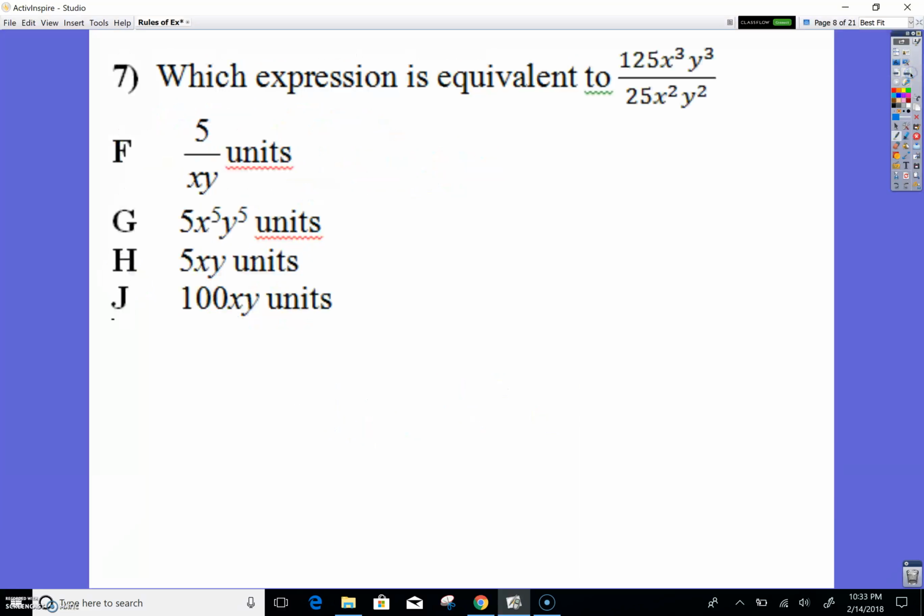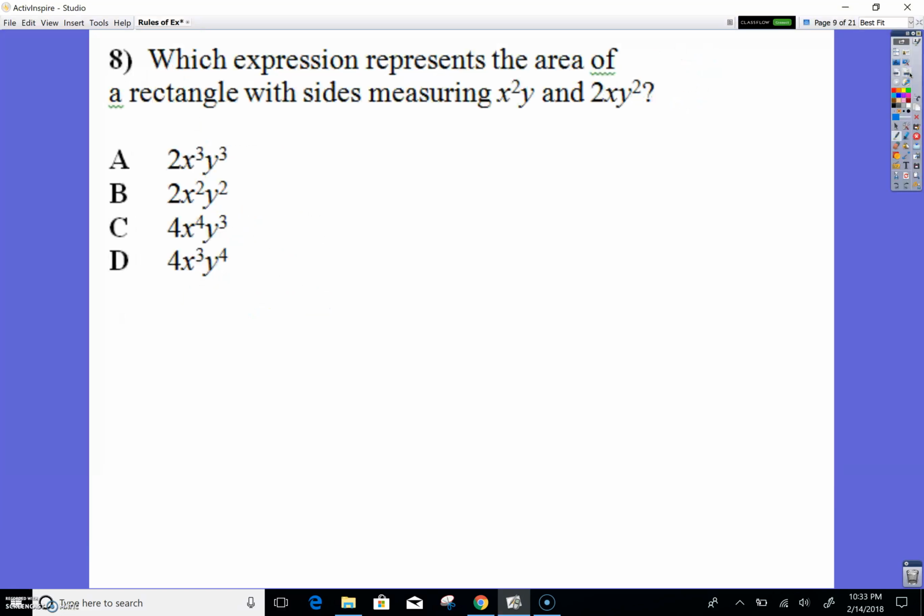All right. I want you to try this one on your own. See what you get. Okay. How about this one? Try it on your own, okay? You're looking for the area, okay? So you're looking for the inside, okay? Go ahead and try.